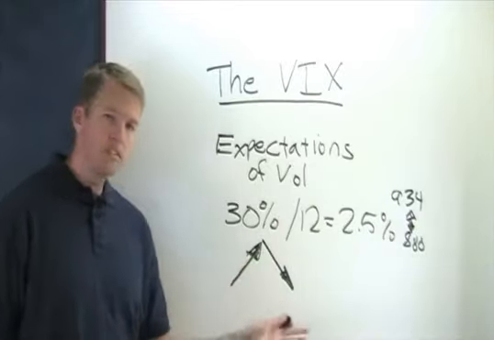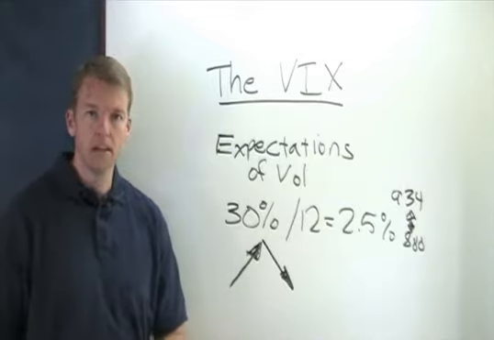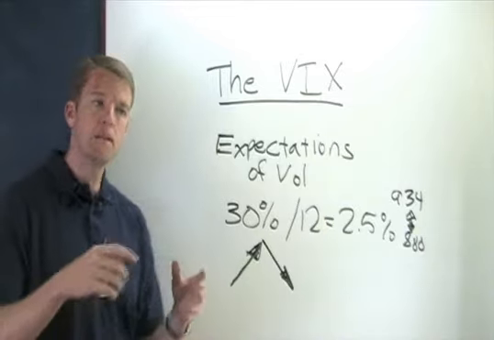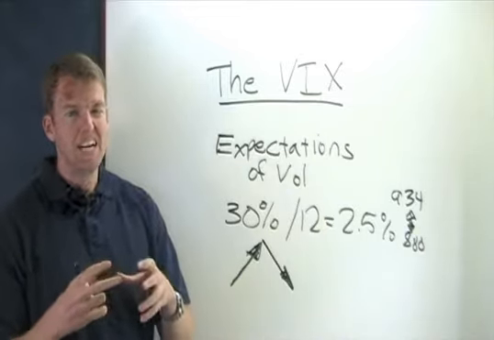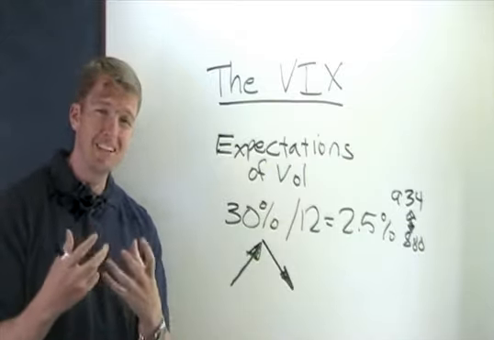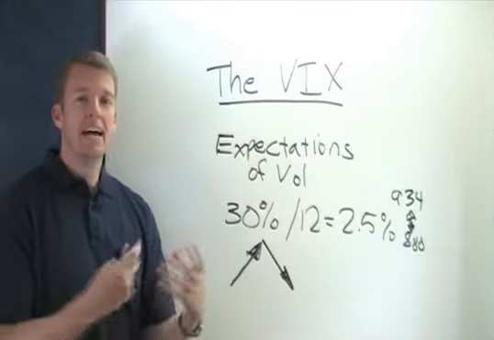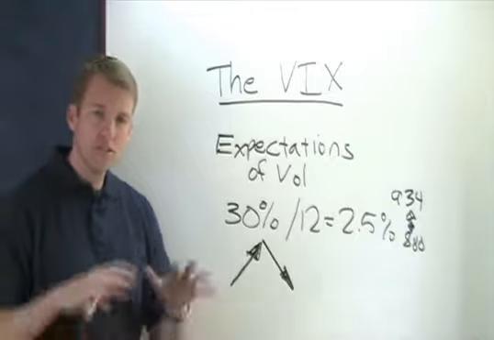So when the VIX is coming down, that means that traders are anticipating less and less volatility. That means that buyers don't want to pay as much because they're not expecting the market to move as much, and sellers are sustaining less risk, so they drive that down.